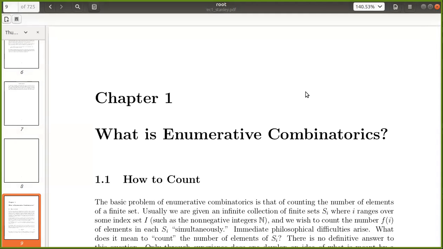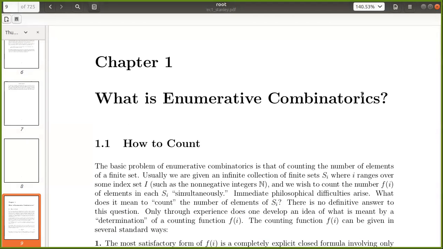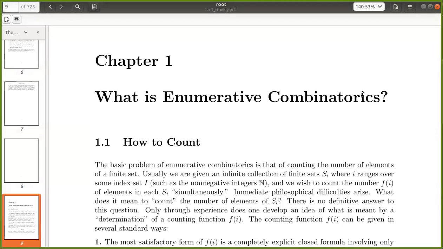Yes. Okay, so let me just open it on my end. Okay, is this visible? Yes, ma'am. Okay, so this is the book by Stanley, volume 1, Enumerative Combinatorics, and this is the part of the chapter which is supposed to be covered for the first unit of our current course.